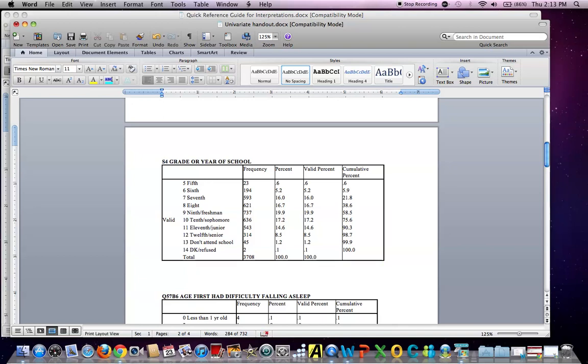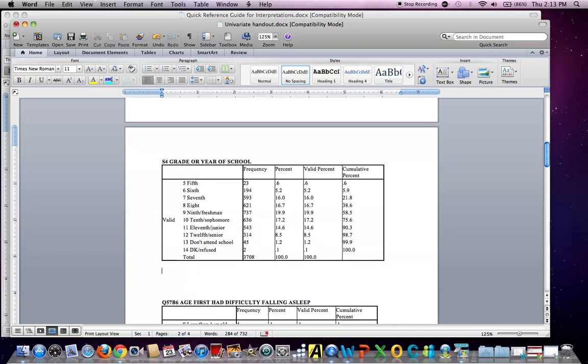Alright, so we come back over here and we look at the data. You have to look at the distribution. Now, there's a little bit of problems with this data, because it has a 13 category that says don't attend school, and then a 14 category that says they don't know or they refuse. Technically these should be recoded out of the data so that they don't affect your overall findings. But because they weren't recoded out, we're going to have to work around them.